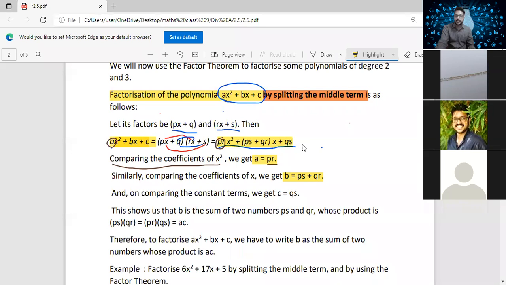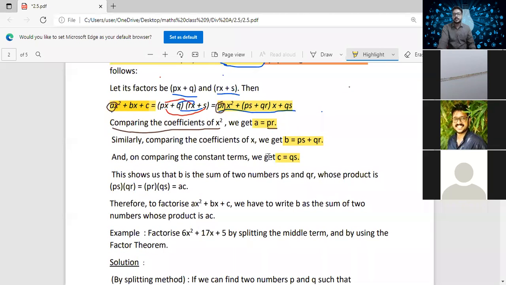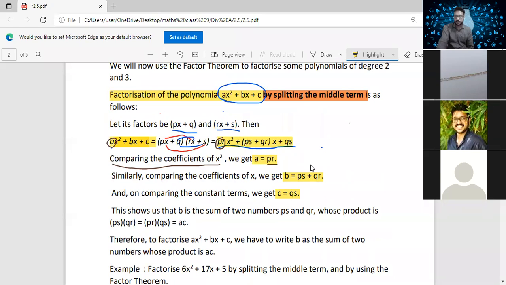Now again, we are comparing the constant terms. That is C is equal to QS. Okay. Now, from this information, what have we understood? We understand that the middle term, or the coefficient of x, is actually the middle term. That's why we are calling this method splitting the middle term. So B, the middle term, is the sum of two numbers, PS and QR.